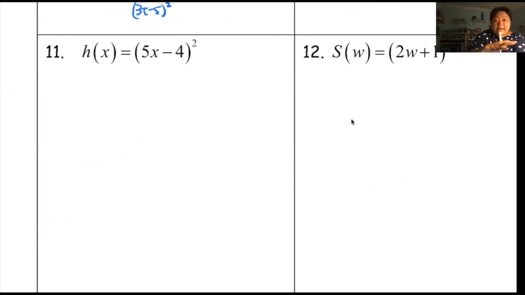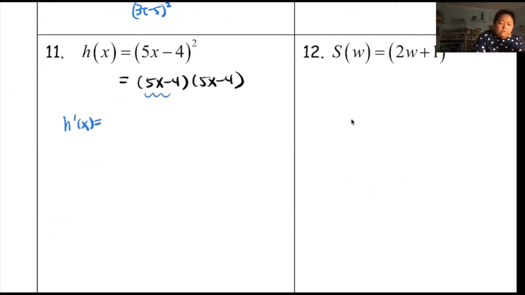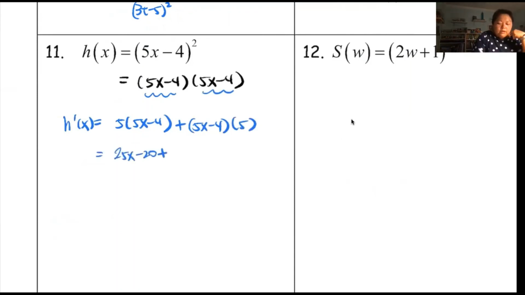Well, again, at the current stage we are at, we don't have enough tools to help us with this. So the recommendation is just write it out as 5x minus 4 times 5x minus 4 and use your product rule, right? So product rule says h prime of x equals, the derivative of the first one is 5, and keep 5x minus 4, right? Plus, now the first term was 5x minus 4. The derivative is also 5. And now go ahead and clean this up. 25x minus 20 plus 25x minus 20, and you will get 50x minus 40, right?